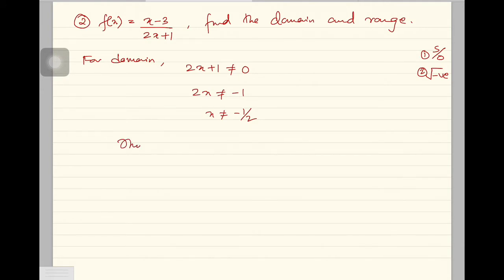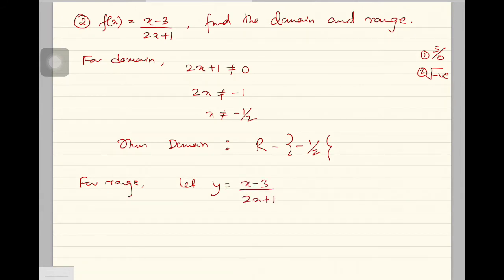So what will be the domain, everyone? Domain would be, I'll write down, all the real numbers except -1/2. Clearly got it? Okay. Now for range there's something interesting. For range, as you all know, we proceed with the technique where we change the subject of the formula. So for range we write: let y = (x - 3)/(2x + 1).